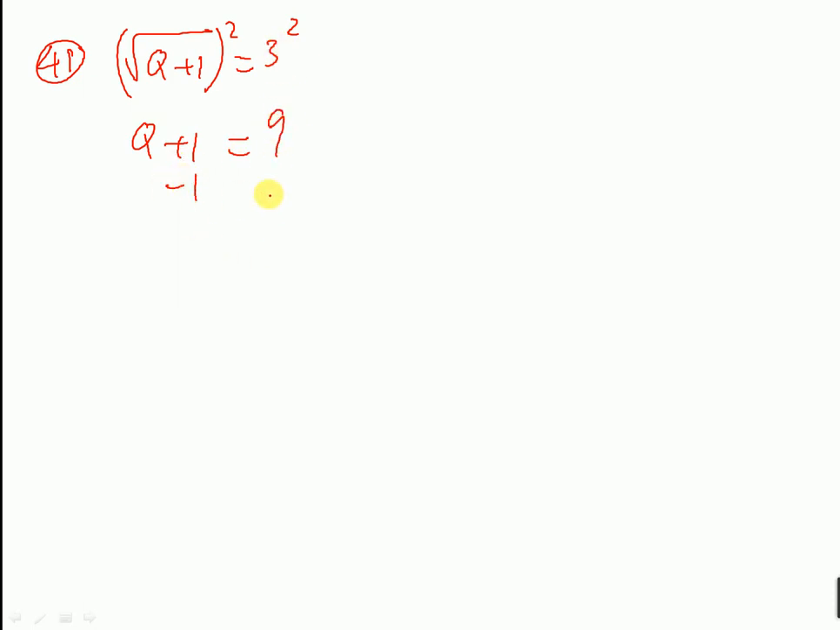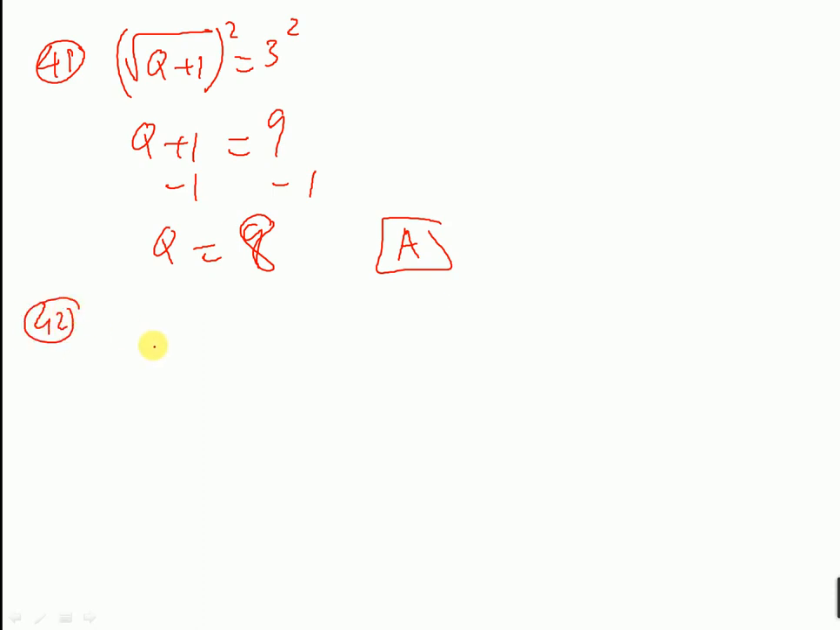Okay, this question is solve the equation. It's 41. So we are given square root of q plus 1 equals 3. In order to solve for q, I square both sides because I want to get rid of the radical. Now this becomes q plus 1 equals 9. Subtract 1 from both sides. Q equals 8, or A.